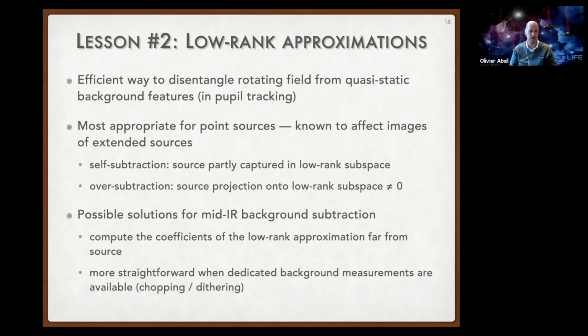One of them is that if you know that your source is compact, you can just mask the location where the source is supposed to be placed and compute your low-rank approximation on the outer parts of your image, where you know that the source is not present. That will basically remove the self-subtraction phenomenon.